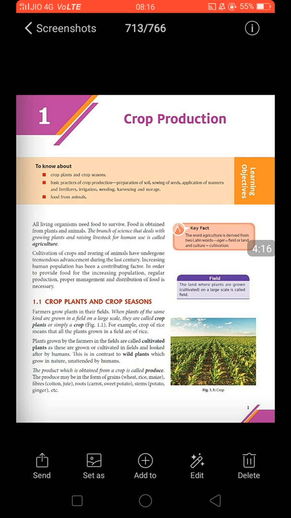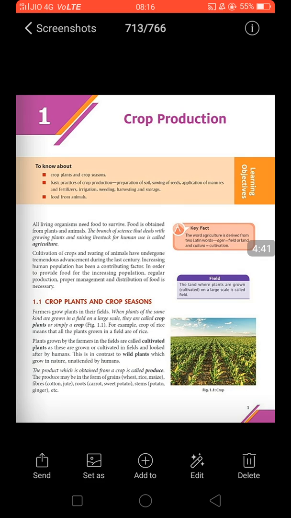Plants grown by the farmer in the fields are called cultivated plants, and as they are grown in the field and looked after by humans, they are called cultivated because we are cultivating them. They are not naturally grown. This is in contrast to wild plants, which grow in nature and are unattended by humans.